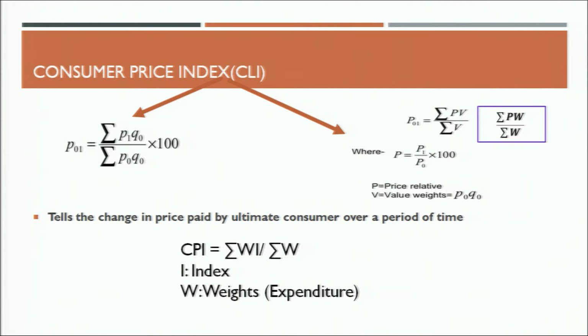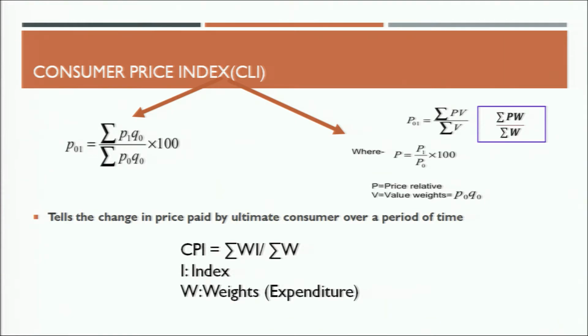So this is sigma P1 Q0 divided by sigma P0 Q0. We already used this formula as the Laspeyres price index. So if you have to calculate the consumer price index using the family budget method, you are doing nothing but using the Laspeyres price index. The other option available to you is the cost of living index formula, which is sigma of PW over sigma of W. You can either use the term W or V to denote the weight. Usually, because weight is written with W, we resort to W, but V can also be used.